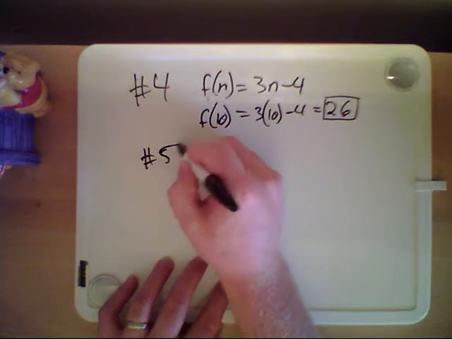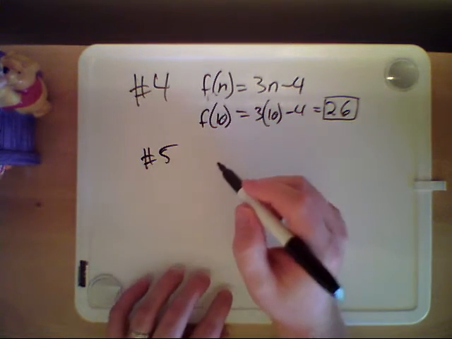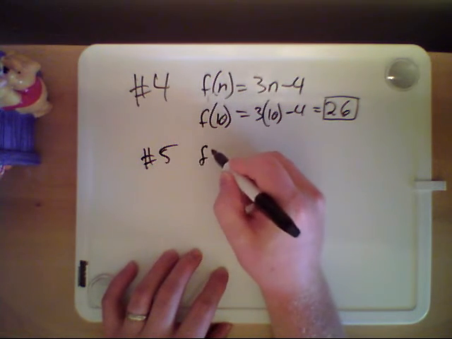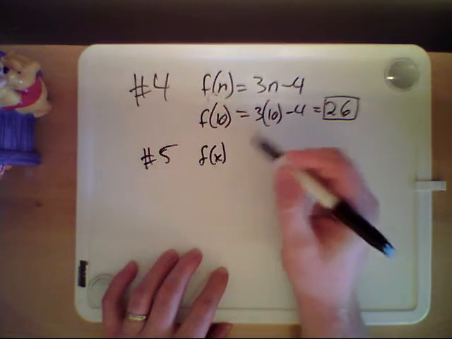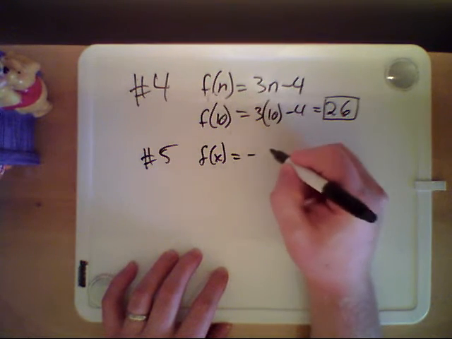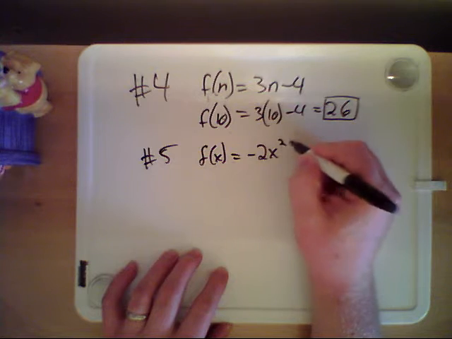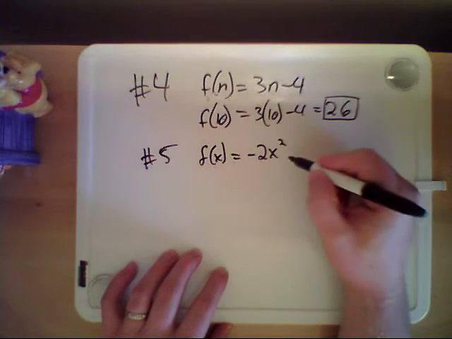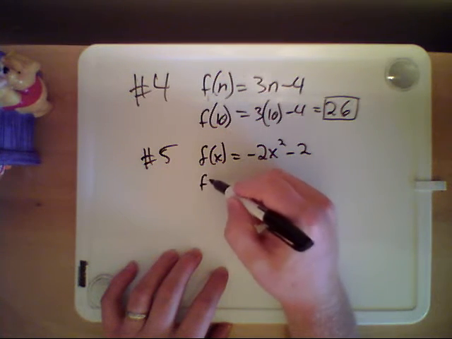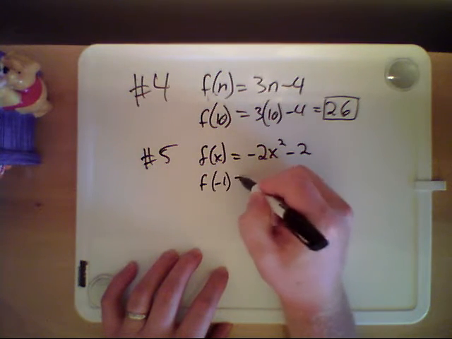Number 5. We have f of x, which is the most common one. You'll see f of x is a very common function notation. So f of x equals negative 2x squared minus 2. We're asked to find f of negative 1. What happens when we put negative 1 through the f machine?